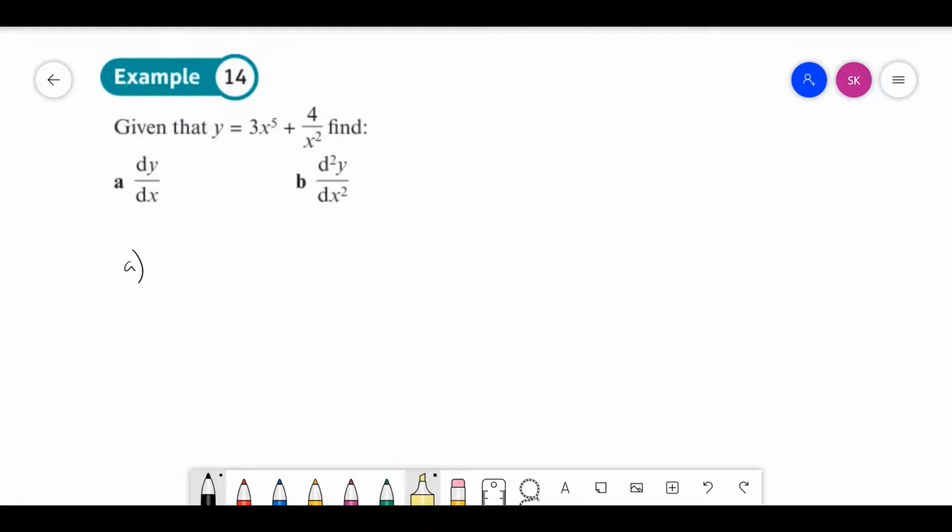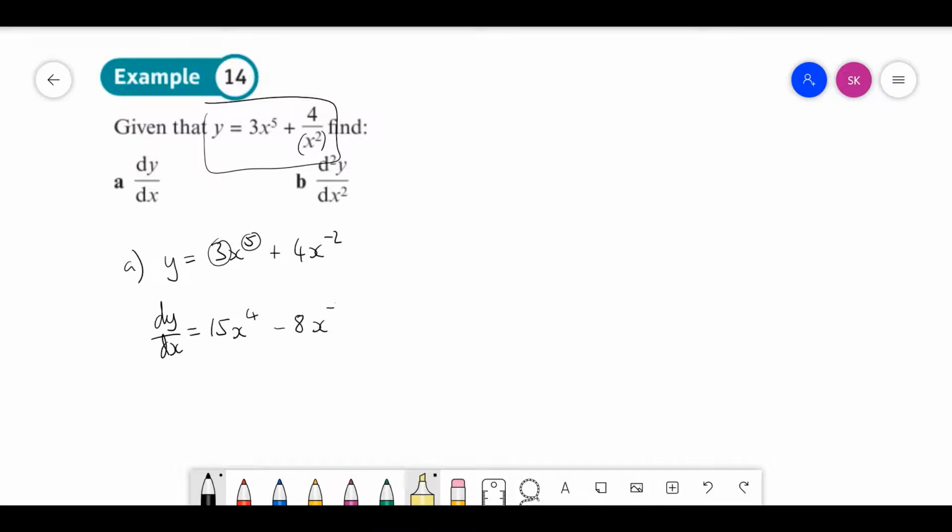So part A. In order to differentiate this, I'm going to write it nicely. What that means is I'm going to write the x squared, which is the denominator, as a negative power. Doing this will make it much easier to differentiate. Now that I've done that, dy by dx is equal to 3 times 5, 15, subtract 1, so it's x to the power of 4, and then positive 4 times negative 2 is negative 8, x to the power of negative 3. So that's my first derivative. If you got that right, give it a tick. If you got it wrong, you may need to watch again how I did that.